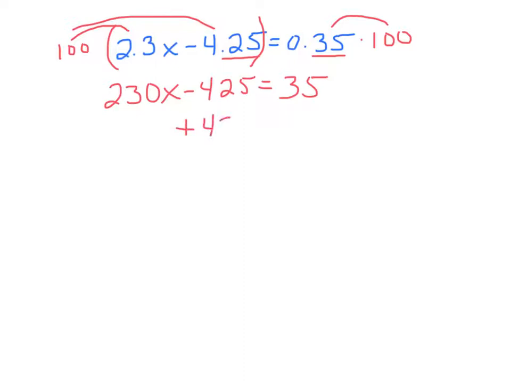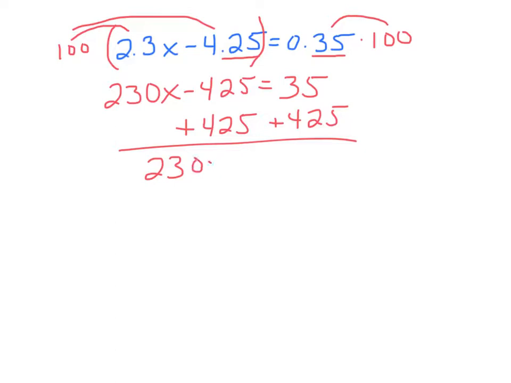Just to finish off this problem now, if I added 425 to both sides of this, I'm going to get 230x is equal to 460 and x is equal to 2. So I just wanted to point out another way of solving problems when you are dealing with decimals.